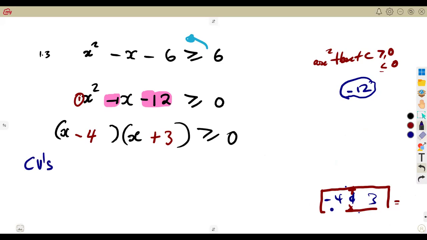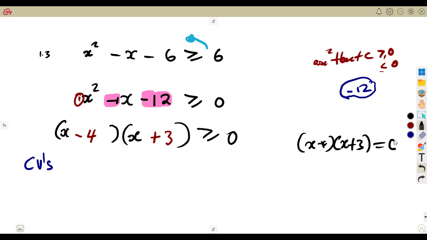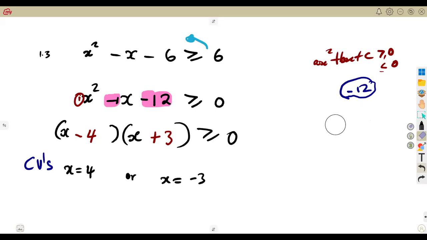So what are the critical values? Those are the numbers that you had before. From these numbers that you obtained, put them in brackets, then you find what x is. From our equation, we solve it as x minus 4 equal to 0, and x plus 3 equal to 0. So to the other side, x will be a positive 4, or x is going to be a negative 3. So these are the solutions that we are obtaining as our critical values.